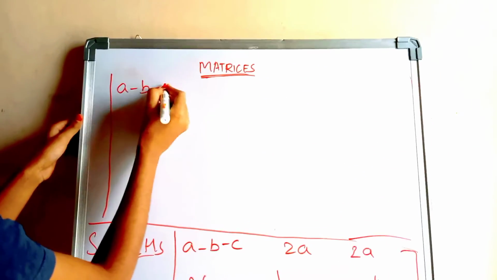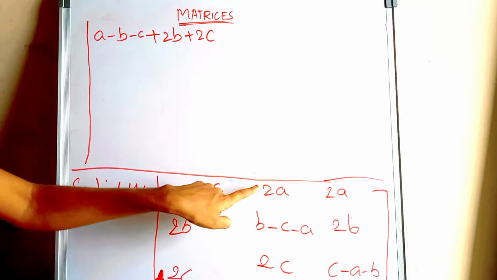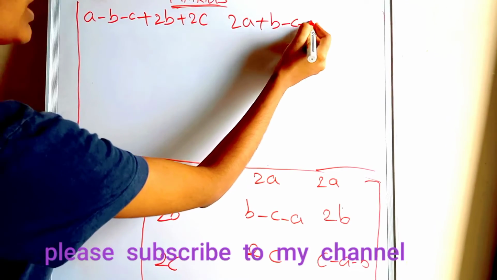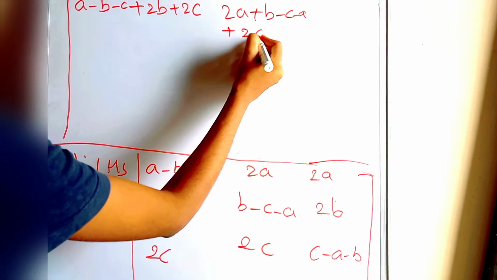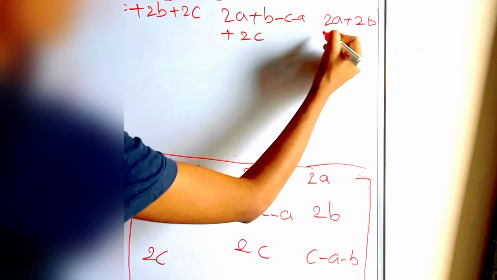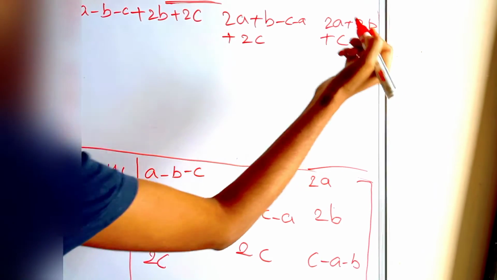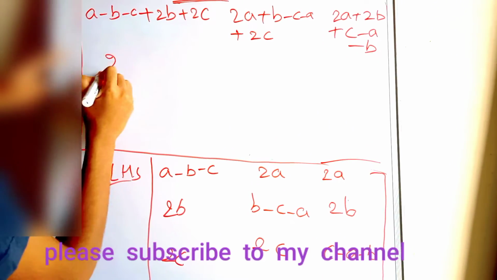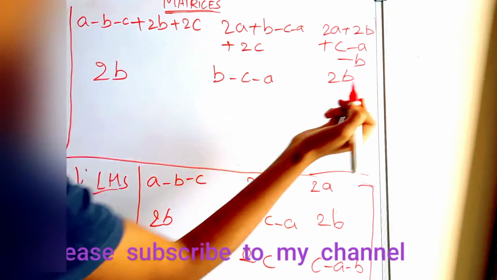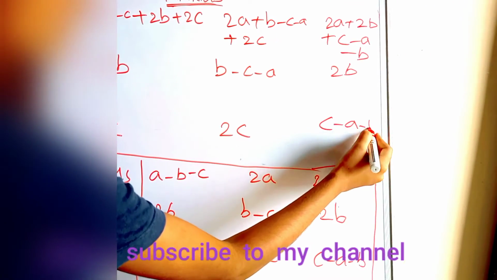A minus B minus C plus 2B plus 2C. Next 2A plus B minus C minus A plus 2C. 2A plus 2B plus C minus A minus B. 2B, B minus C minus A, 2B, 2C, 2C, C minus A minus B.